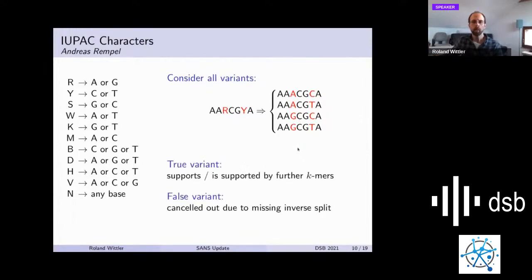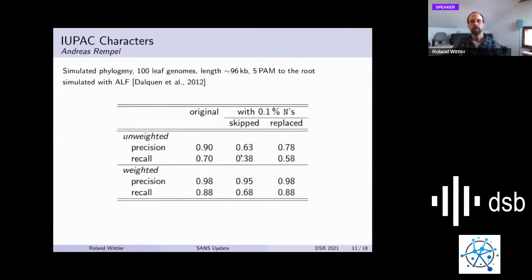But the idea was the true k-mer would support and would be supported from further k-mers that support the same split, and we would get rid of all the false k-mers downstream of the method anyway, due to the symmetry of the geometric mean, because we would not observe the inverse split. And it really worked out.